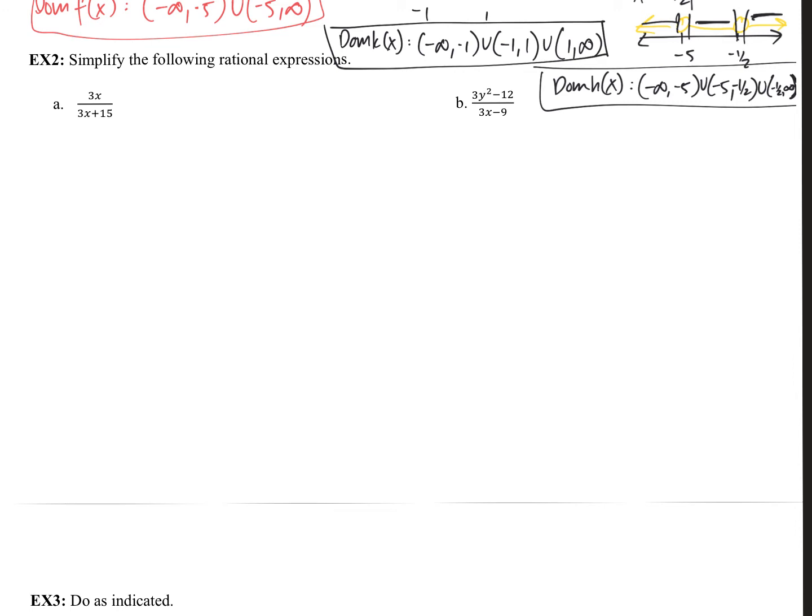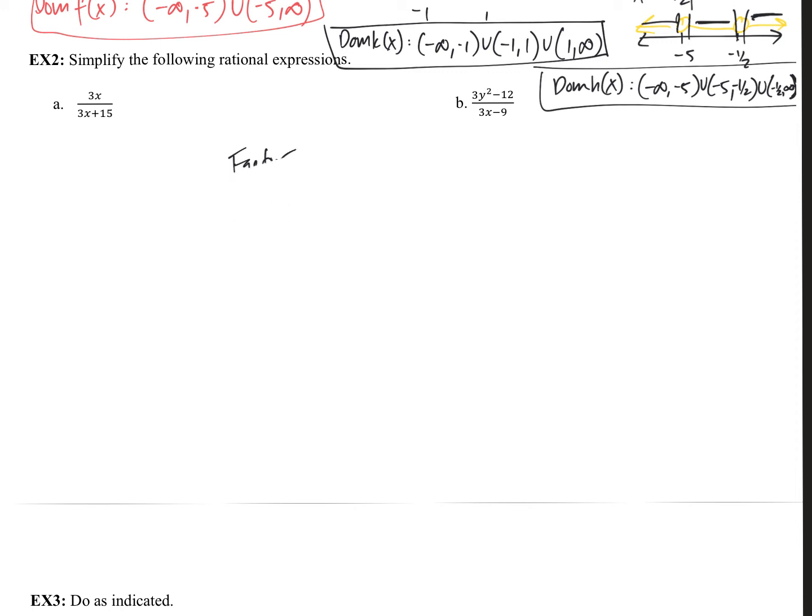Okay, so let's take a look at example 2. Simplify the following rational expressions. So how do we know that these are rational expressions? Well, we have a polynomial divided by another polynomial, so this is rational. The next thing is, what does it mean to simplify? Well, basically, you're going to factor and then see if any of the factors cancel.